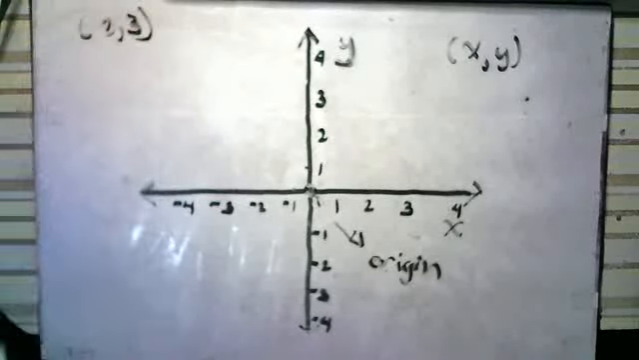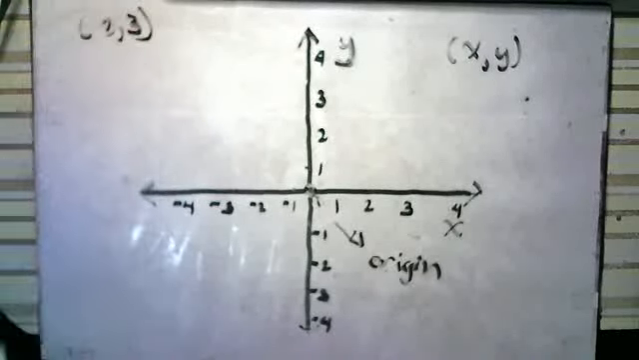Okay, this Cartesian plane has 4 quadrants. This will be the first quadrant. This will be the second quadrant. The third quadrant and the fourth quadrant.